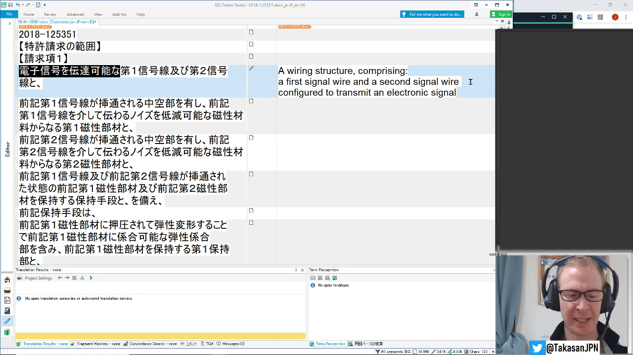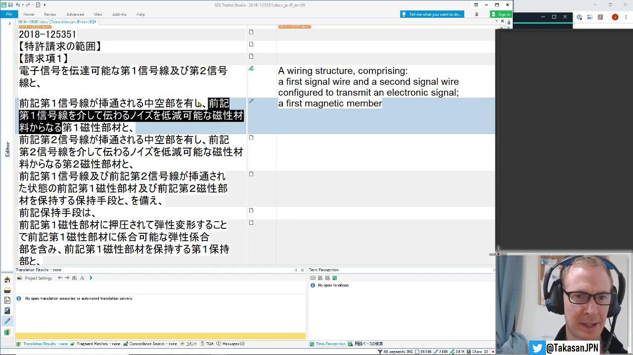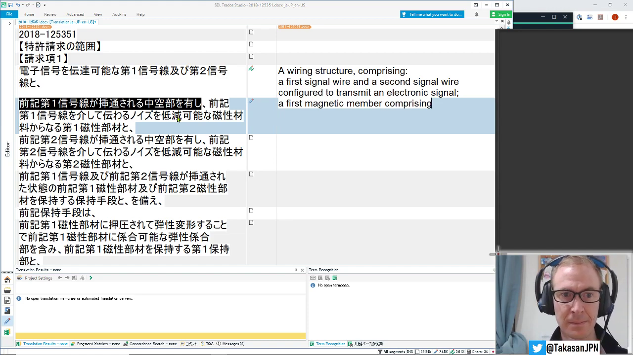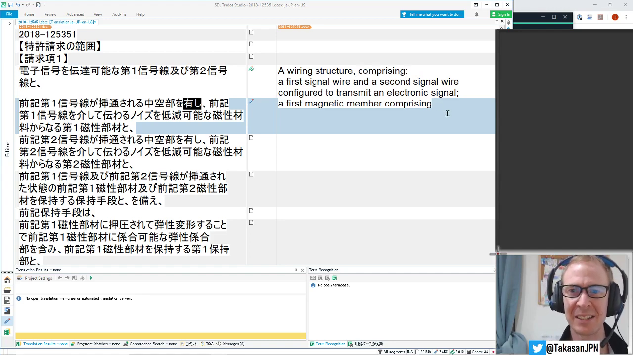So do we need each here? I don't think we need each. I think it's obvious that this is describing both of these things. Alright, good. We can go to the next element. It is a first magnetic member. And the restrictions we're going to add to this member, there's two of them. It includes something and it's made of something. So let's just do it in the same order here. Magnet member comprising, including. I've seen some people use comprising only in the transition and use including down here. I'm just going to use comprising for everything. Now it comprises.